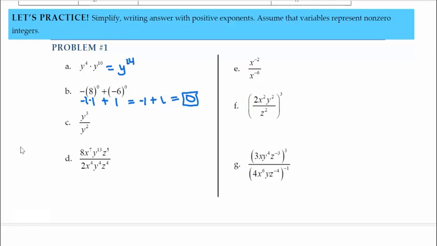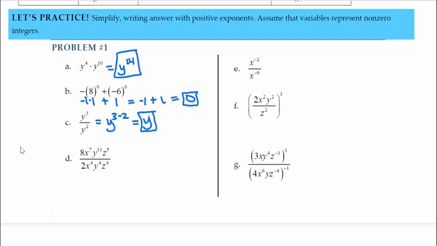On this one, when we're dividing, we subtract those exponents, so y to the 3 minus 2 power, right? Remember, you've got to do the top exponent minus the bottom exponent. And so that will leave me with y to the 1st, which is just y. So y would be our answer there.